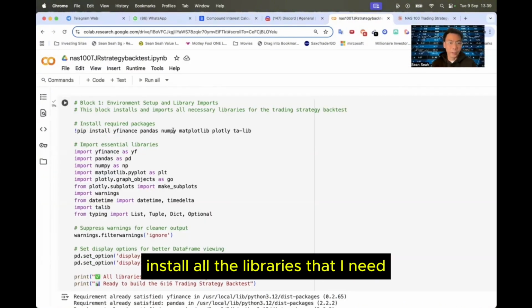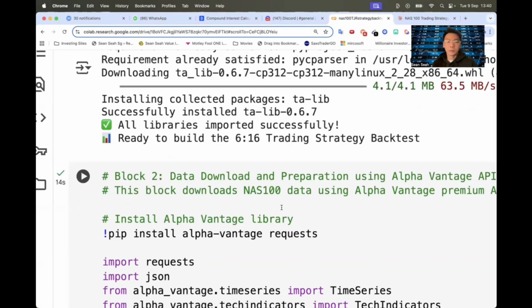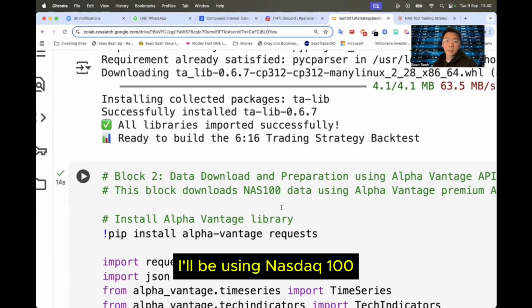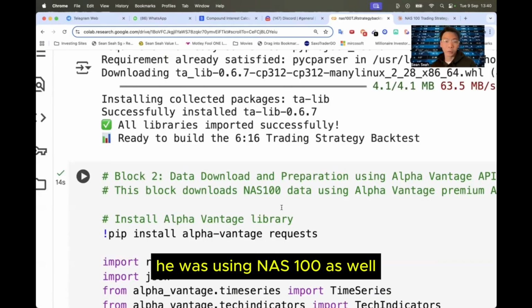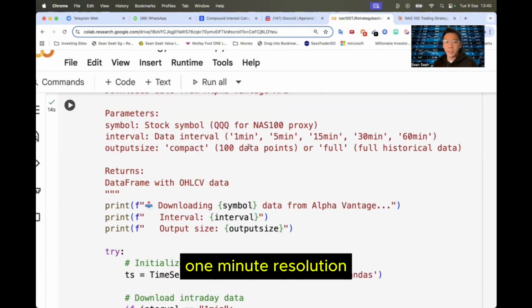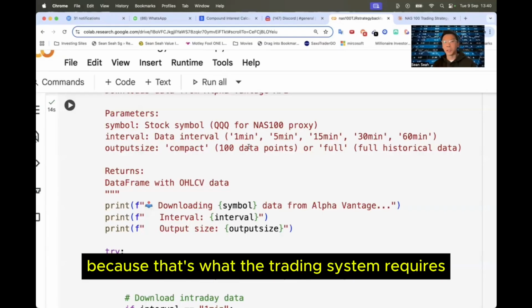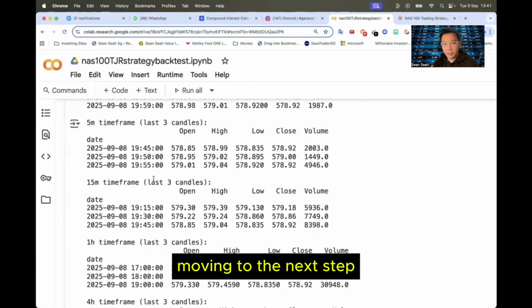The first thing I'll do is to install all the libraries that I need, as well as the price data. And in this demonstration, I'll be using Nasdaq 100, which is QQQ ETF, as a proxy to backtest, because in the video that we're sharing, he was using NAS 100 as well. I'll be downloading the data down to the 1-minute resolution because that's what the trading system requires. Okay, it's done. Moving to the next step.